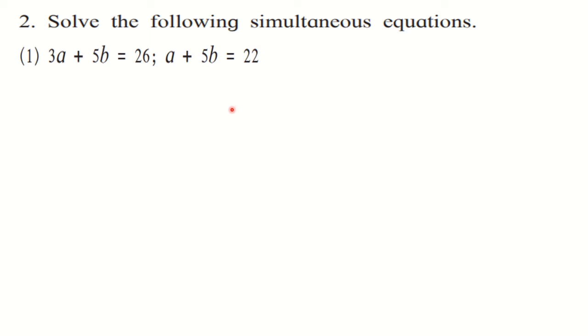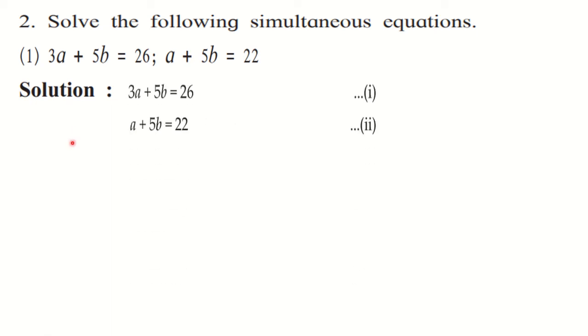After that you need to follow the next step immediately, that is, number them as 1 and 2. Okay. So 3a plus 5b is equal to 26, equation number 1. a plus 5b is equal to 22, equation number 2. Okay. If they are not in standard form, you need to convert them to standard form and then you need to number them. Okay.